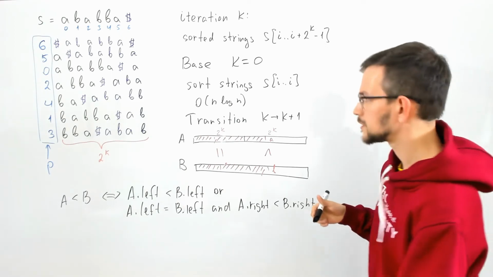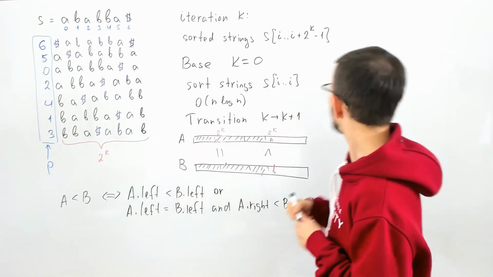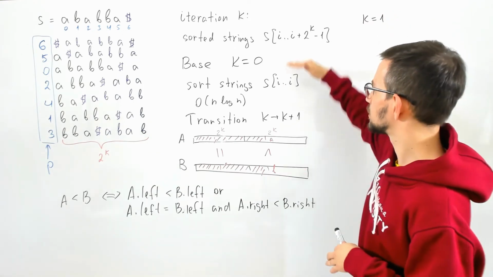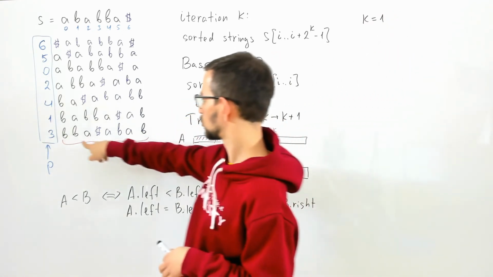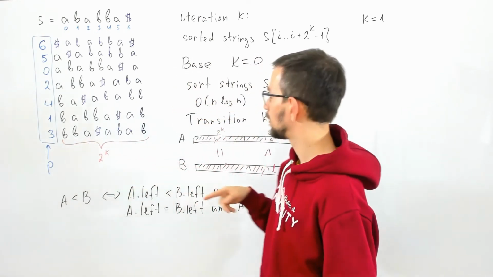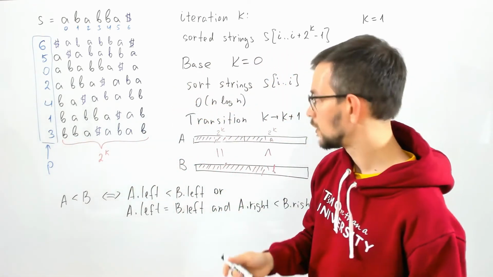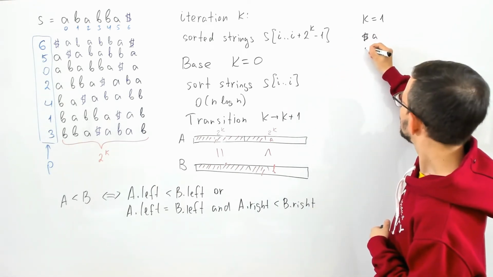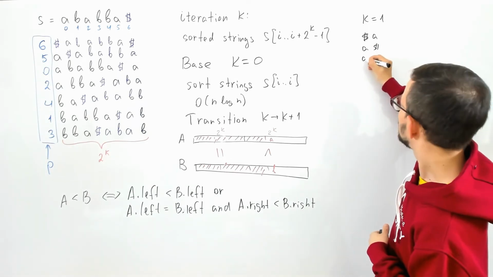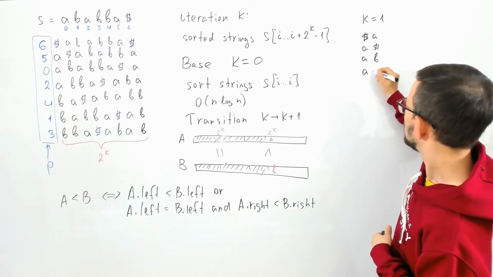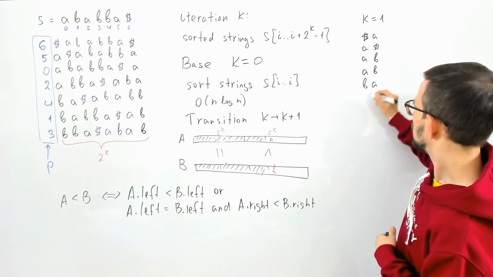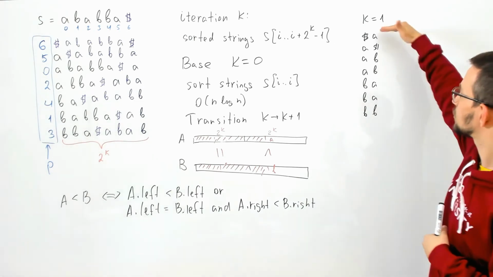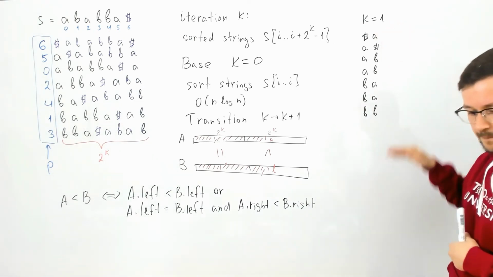Let's take this example again. On iteration k equal to 1, we sorted the strings of length 2, so we build the first two columns of this table. So we have strings like that: $A, $, AB, AB again, BA, BA, and BB. So on iteration 1, we build this array.